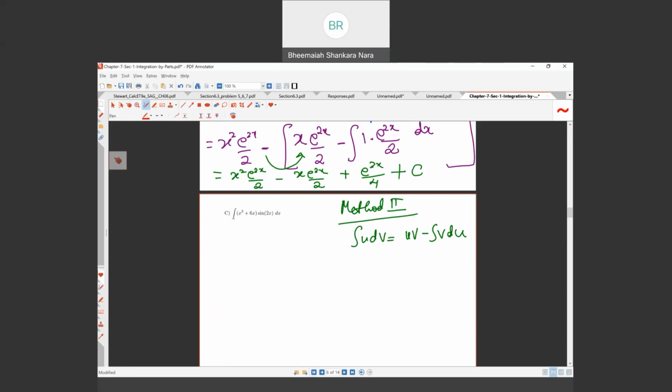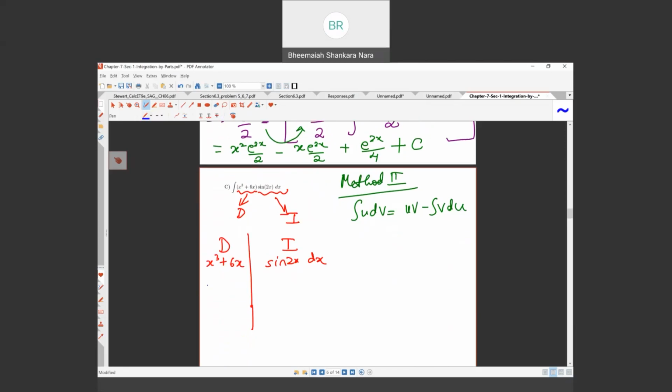Let me identify this function as a differentiation function, and the one with the dx is your integral function. So make two columns, d slash I. D is x cubed plus 6x. Integral function is sine 2x dx. Keep differentiating the first function until you get 0, and then you can stop the table. Differentiate the first function, 3x squared plus 6. Differentiate again, 6x. Differentiate again, 6. Differentiate once more, you get 0, and then you're good to stop.